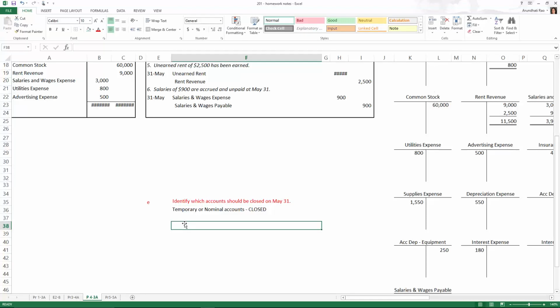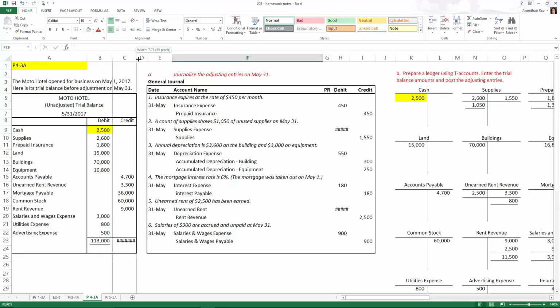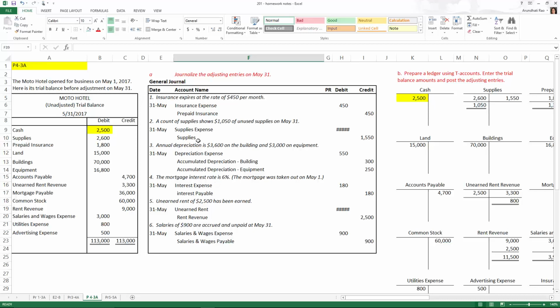So the ones that are not closed, which is your assets, liabilities, and the equity accounts of common stock and retained earnings, those are referred to as permanent or real accounts. And these are not closed at the end of each period. Okay, so I hope this has served as a good review of Chapter 4.